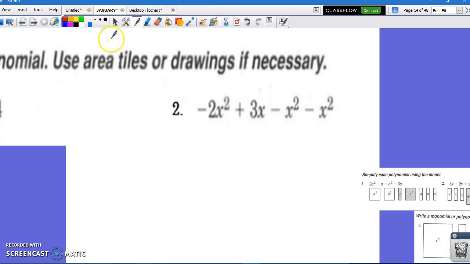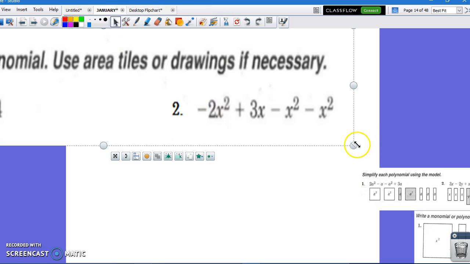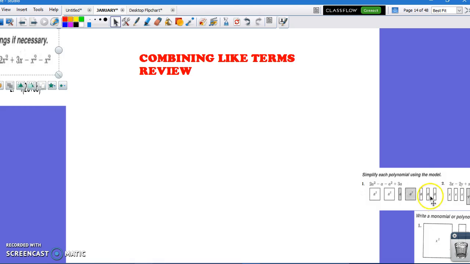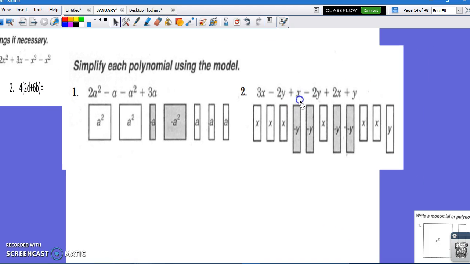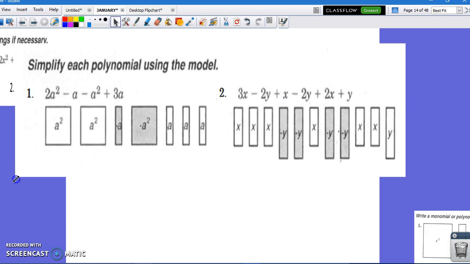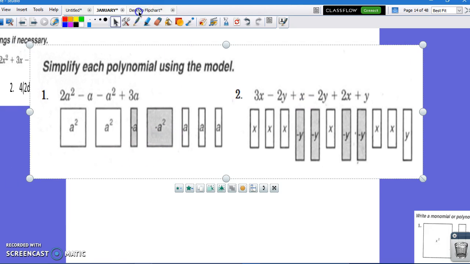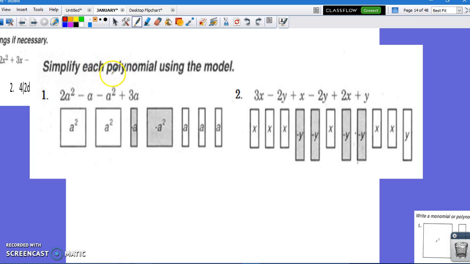All right. Few other small things I want to make sure we are clear on, and that's when it does have the model picture example with it. Okay, don't freak out. Basically, what it says, simplify each polynomial using the model. This is way easier than it looks. The model is a representative of what you see above here.